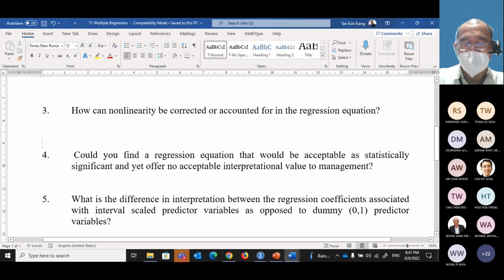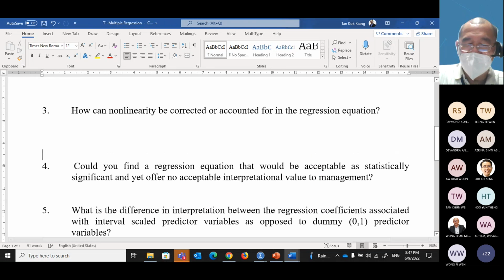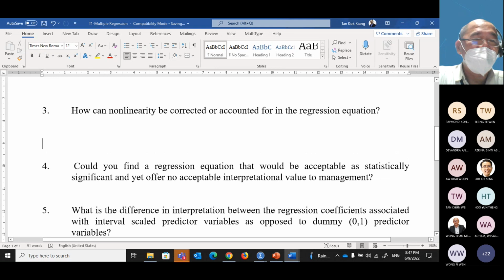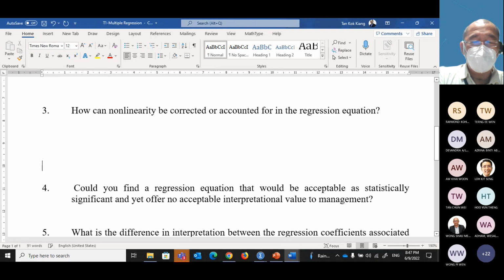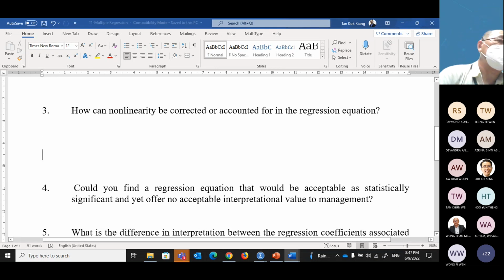Number 3, I think also not too easy, but it's okay, I can discuss now. How can non-linearity be corrected or accounted for in the regression equation? We have many methods. I will show you two.